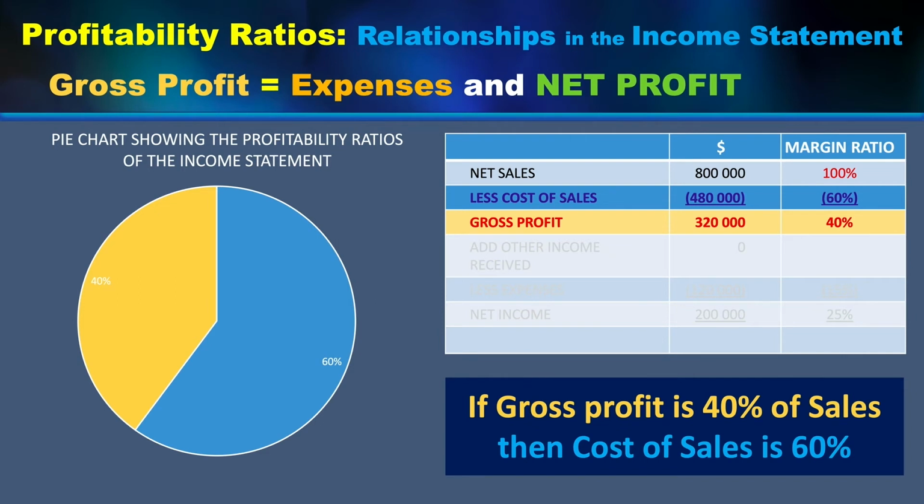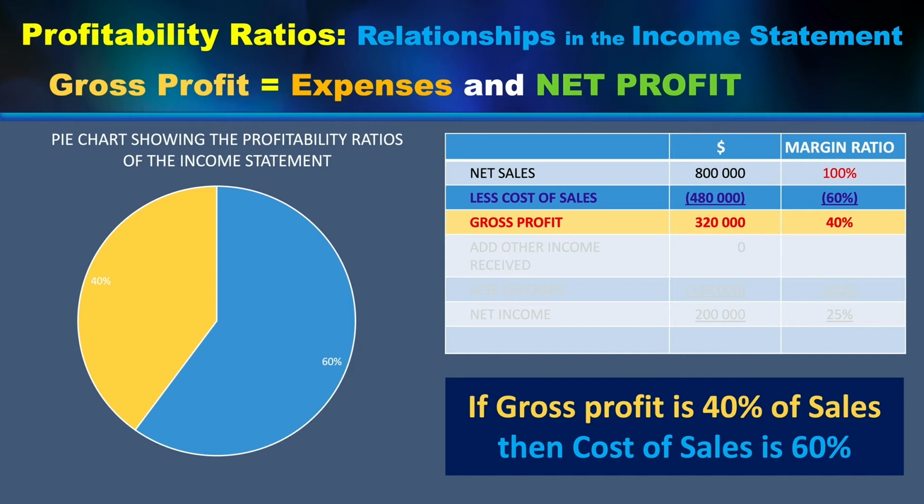So looking at the diagram again, you would see in the yellow area is your gross profit. In absolute amount, you have 320,000. In terms of percentage, it's 40%. But gross profit, 40% of sales, is further broken down into expenses and net profit. After you have deducted your cost of sales from your net sales, you have your gross profit of 320,000.